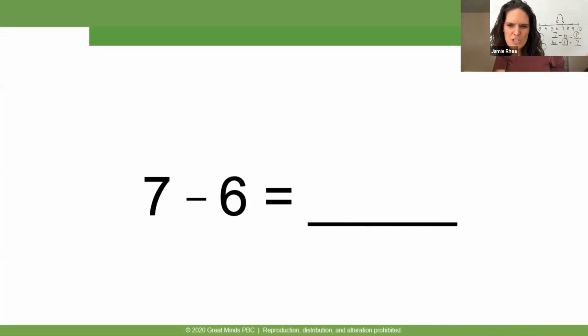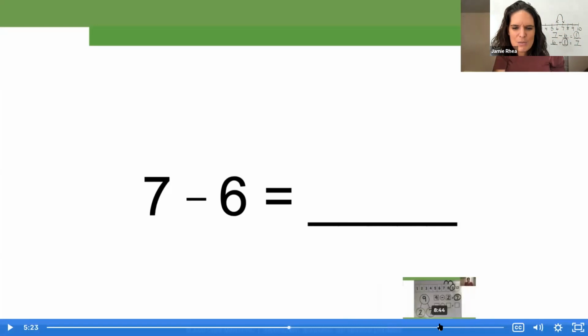So which one was more efficient? Doing subtraction or addition? If you said addition, you're right, because we only had to hop 1 time. It was much quicker, much easier. So now we're ready to do our problem set. So let's look and see what she says to do with our problem set today.